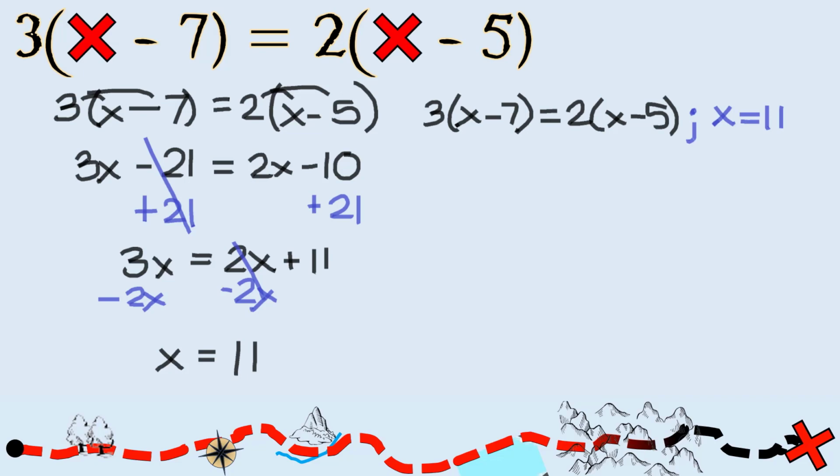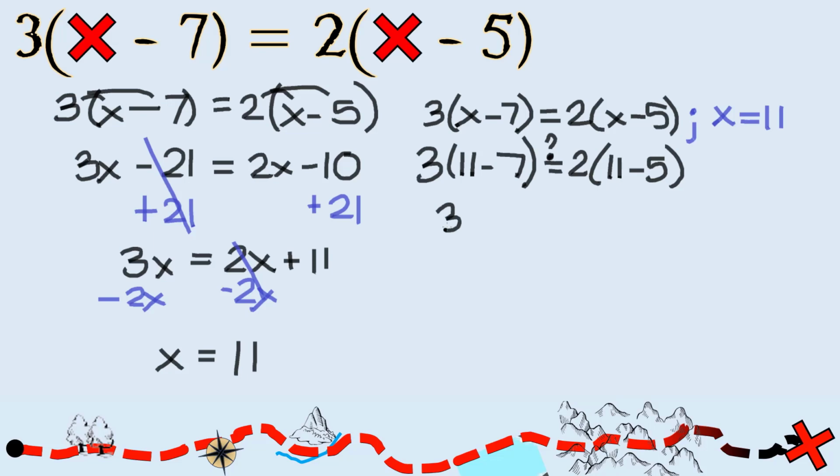We could do that by substituting the value of the unknown here. So you have 11 minus 7. On the other side, you will have 2 times 11 minus 5. Now we use the same value of the unknown because we have the same variable, x. Take note we are checking, so we are going to verify it like this.